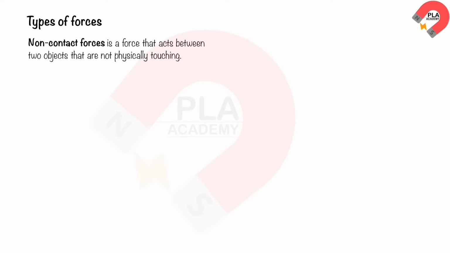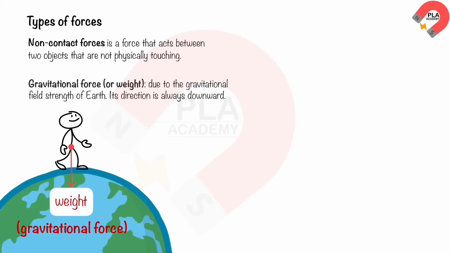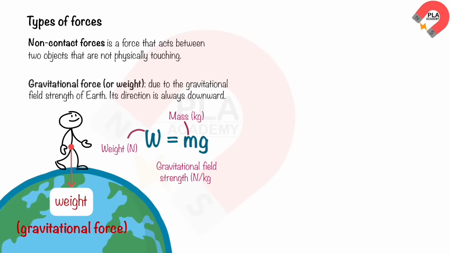The gravitational force, or weight, is due to the gravitational field strength of Earth. Its direction is always downward. Earth's gravity pulls objects towards its center, even without touching them. We can calculate the weight of the object using the equation W equals mg, where W is weight in newtons, m is mass in kilograms, and g is gravitational field strength in newtons per kilogram.